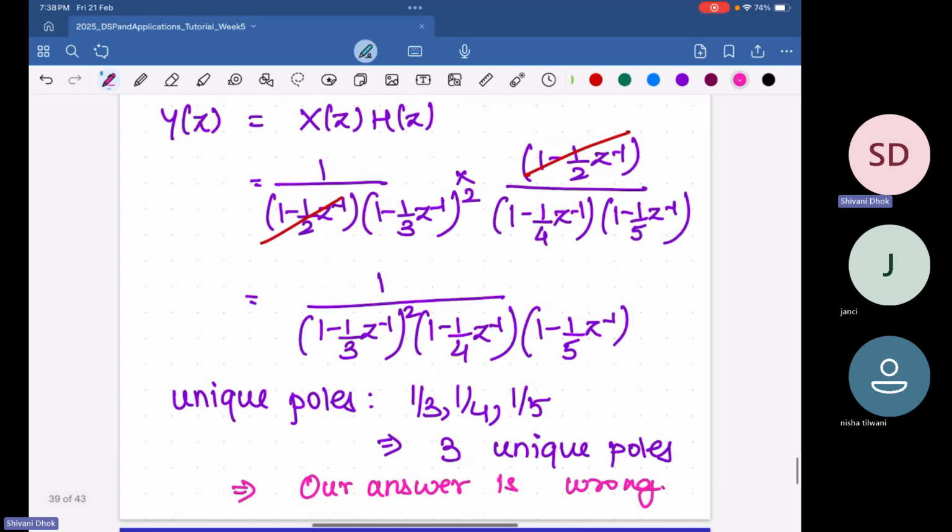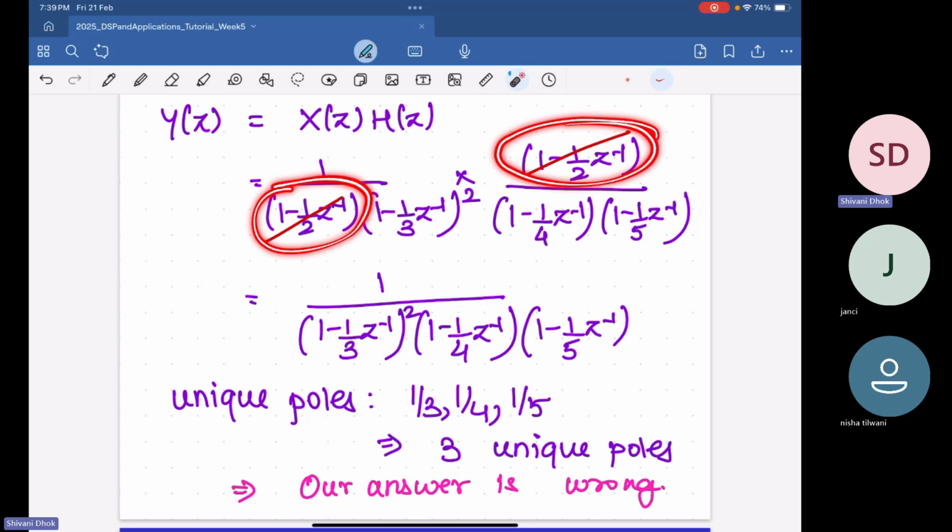Why is our answer wrong? Our answer is wrong because we are having a pole getting cancelled with a 0. If this pole 0 cancellation was not there, for example, if this was 1 by 7 instead of 1 by 2, then that wouldn't have cancelled with this. So our answer would have been 4. But now we are having a pole 0 cancellation.